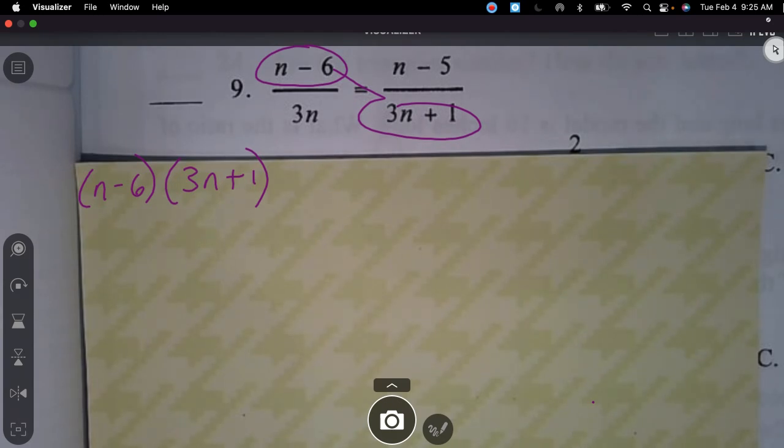So what's the right side? These two multiplied together: 3n times n minus 5. That one's not as bad. That one we just distribute. Does everybody see that that's the FOIL method? And that's distributing.